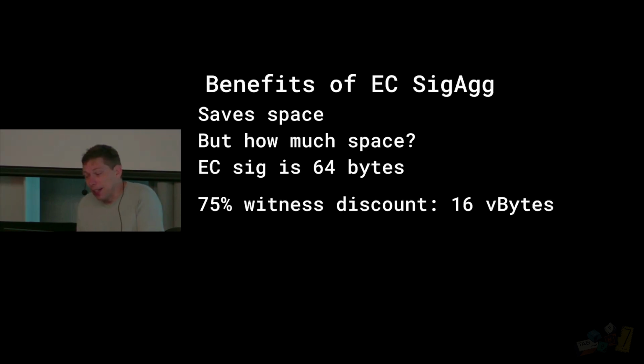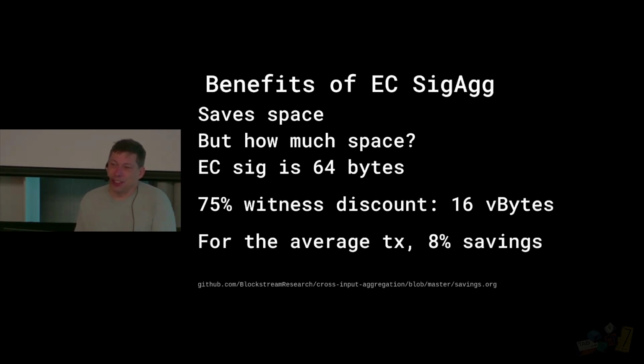It saves space. I think the problem, and this is purely my opinion, is that one of the reasons it hasn't had as much work behind it, as much of a push to get into Bitcoin, is that it doesn't save that much space. The elliptic curve signature is around 64 bytes, slightly higher with pre-Taproot. And you already have this 75% witness discount, so if it's in a witness field, it counts as 75% less. So these 64 real bytes turn into 16 vbytes. For the average transaction, it's around 8% savings in terms of vbytes.